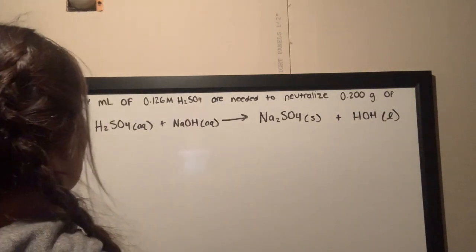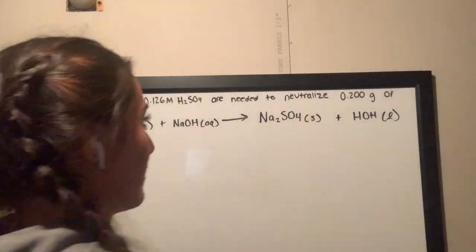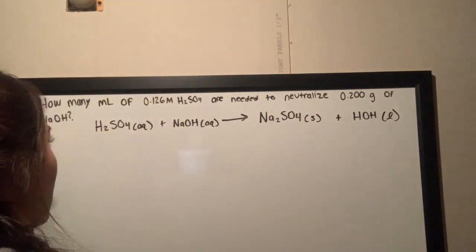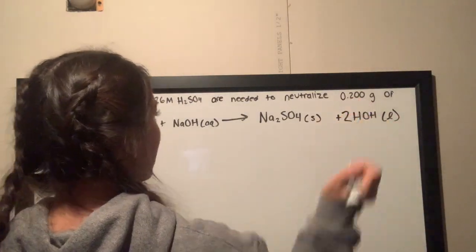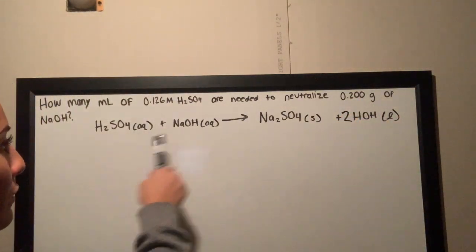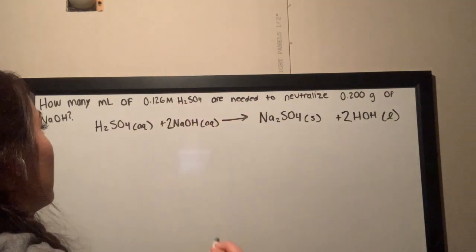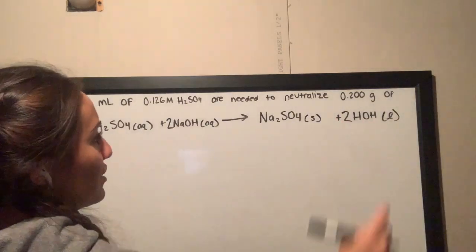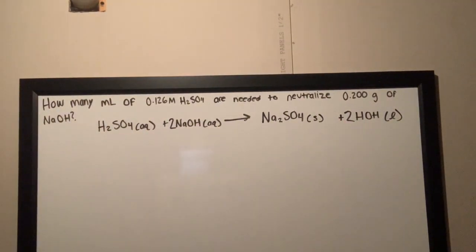Alright, so now you have to make sure that it's balanced. Again, I'm honestly not sure about that phase, but whatever. So we have 2 H's on the left. We have 1 H on the right, so we're going to put a 2 there. We have 1 SO4, 1 SO4, 1 Na. We have 2 over here, so we're going to put a 2 there. So now we have 2 OHs, 2 OHs. Our equation is balanced. Perfect. This is the molecular equation, by the way.